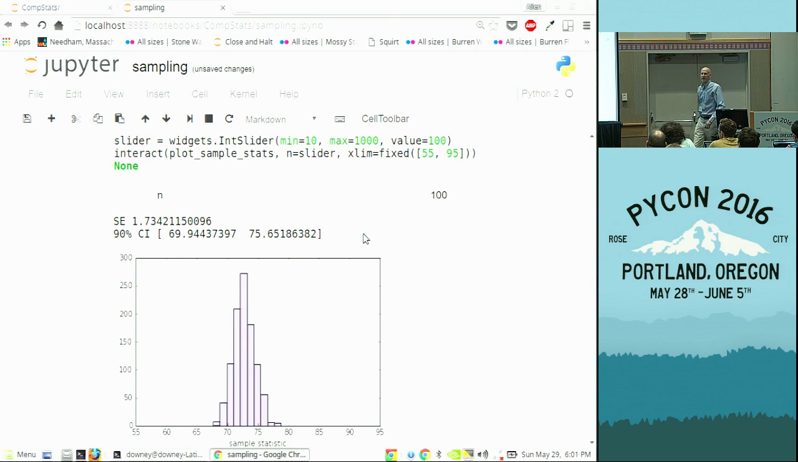And this is a widget that lets me adjust the sample size. So I started out with n equals 100, and that means that each time I run the experiment, I'm going to sample 100 women. And this is the sampling distribution of the sample mean for that experiment. The standard error is 1.73, roughly. The confidence interval is 69 to 75. And now you can maneuver that widget in order to change the sample size. You should have a pretty good guess already about what's going to happen when you vary n.